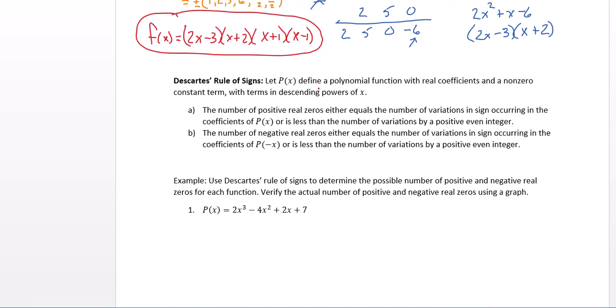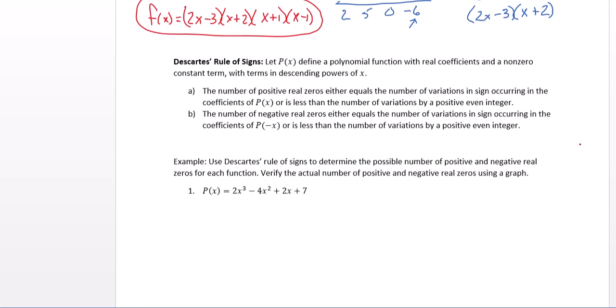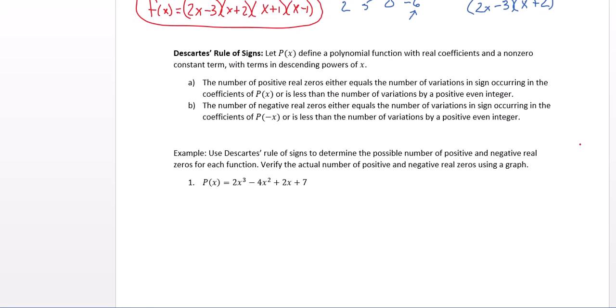So let p of x define a polynomial function with real coefficients and a non-zero constant term. All right, so we can't have a constant of 0. Terms are listed in descending powers of x. So the number of positive real zeros either equals the number of variations in sign occurring in the coefficients of p of x, or is less than the number of variations by a positive even integer.